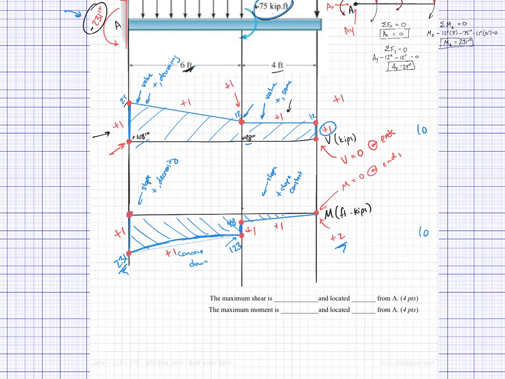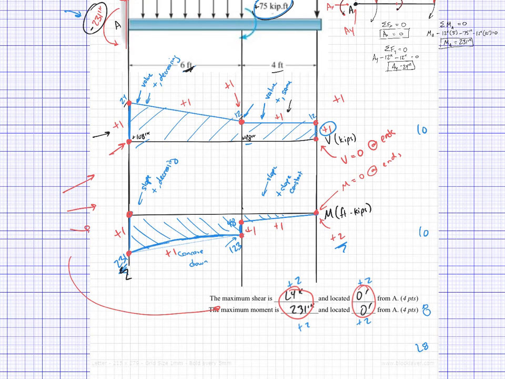So the correct answers here, based on my diagram, the maximum shear is 24 kips and is located 0 feet from A. And then the maximum moment is right here, is 231 foot-kips, and it is located 0 feet from A. These blanks are worth +2, +2, +2, +2, for another 8 here, so 28 on this page. I will note that these answers down here are based on your diagram. So if you made mistakes up here, you still should have been able to get this.